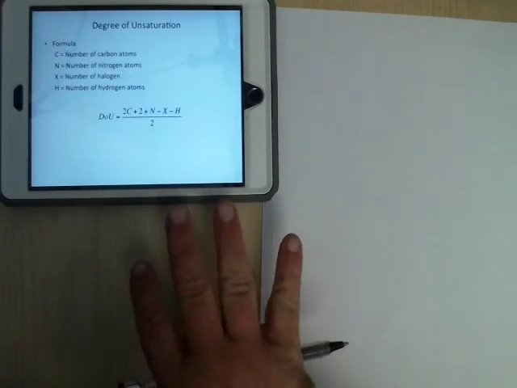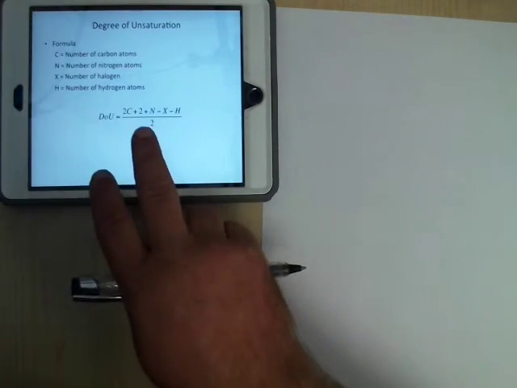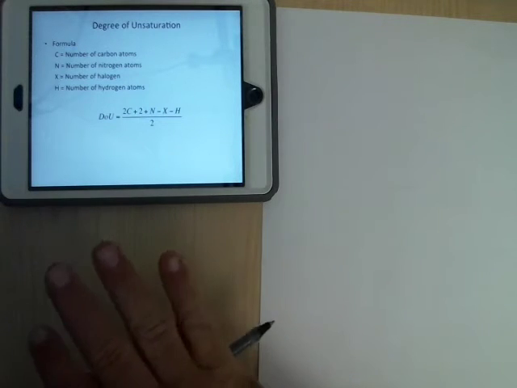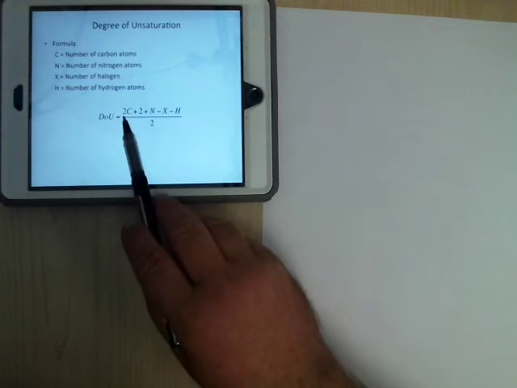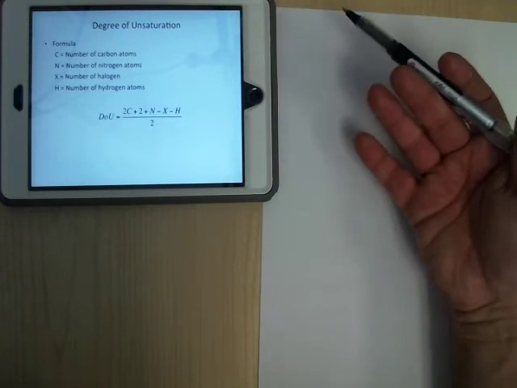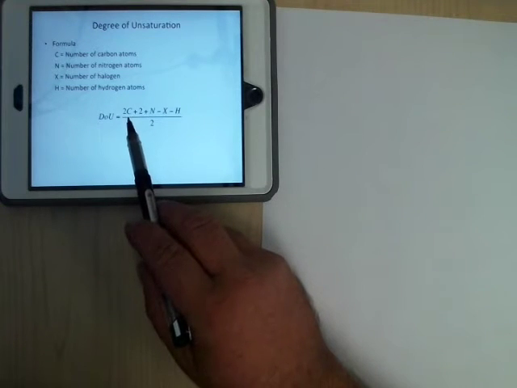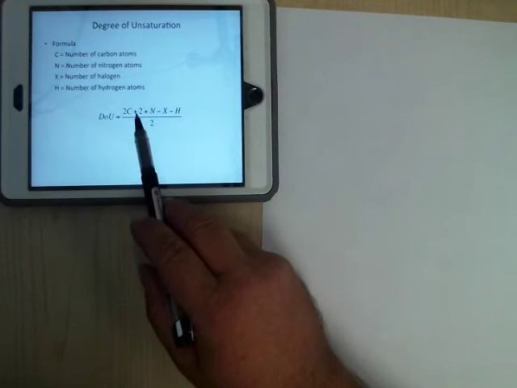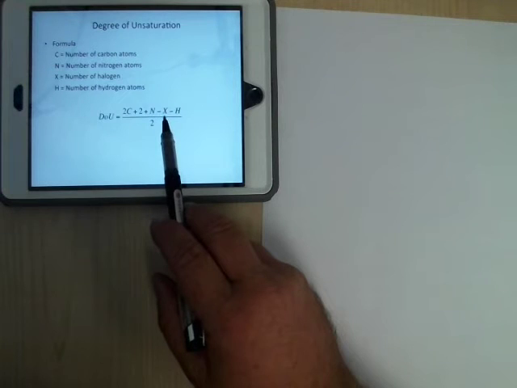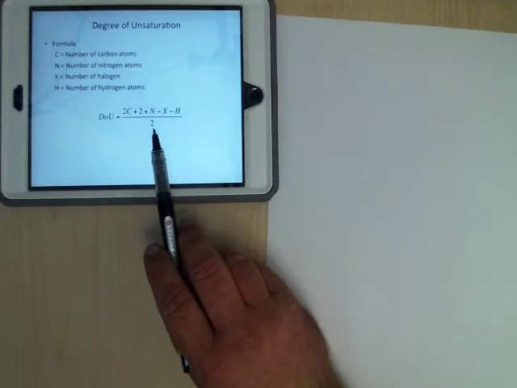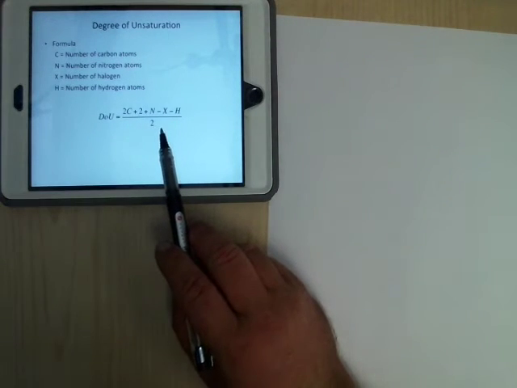But really, what I like to do is just say, why don't you memorize that formula? This is one of the few times where I just say, just memorize it. It turns out that the formula is 2 times the number of carbons plus 2, which is a constant, plus the number of nitrogens, and then you subtract the total number of halides.